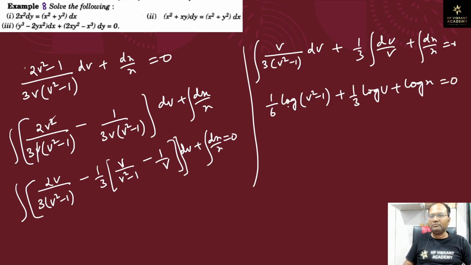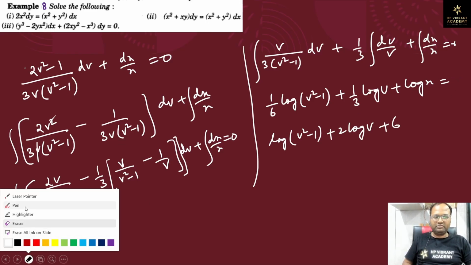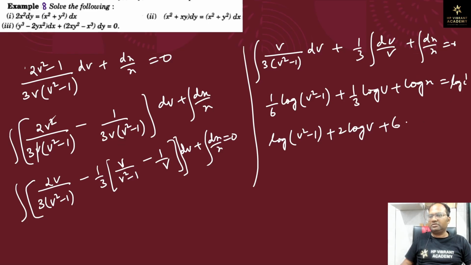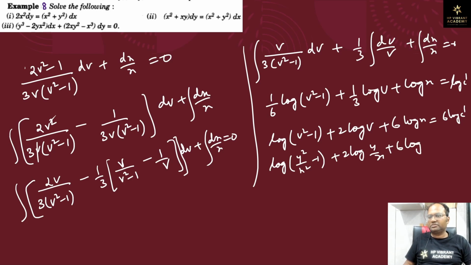Okay, so from here, look, log of (v square minus 1) plus 2 log of v plus 6, sorry, plus 6 log x is equal to, after integration, log of c dash will come here, let us take, okay, 6 log c dash. So from here we get log of (y square upon x square minus 1) plus 2 log (y upon x) plus 6 log x is equal to, let us take this as log of c. Let us take this as a new constant, 6 log c dash is equal to log c.